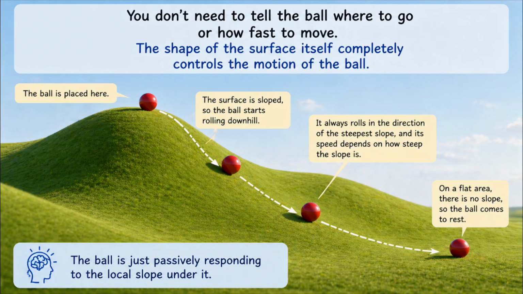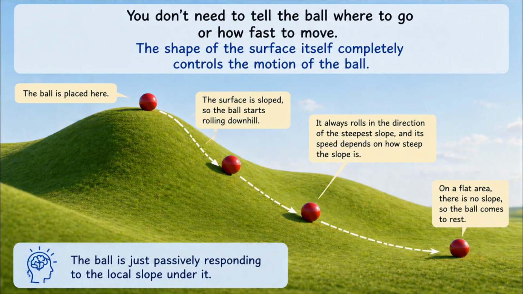The ball is placed at a higher point. At that location there is a slope. Because of this slope, the ball naturally starts rolling downhill. No external instruction is needed. At every point along the path, the ball simply responds to the local slope beneath it. If the slope is steep, it moves faster. If the slope reduces, it slows down. When the ball reaches a flat area, there is no slope. So the motion stops. The motion of the ball is completely determined by the shape of the surface.